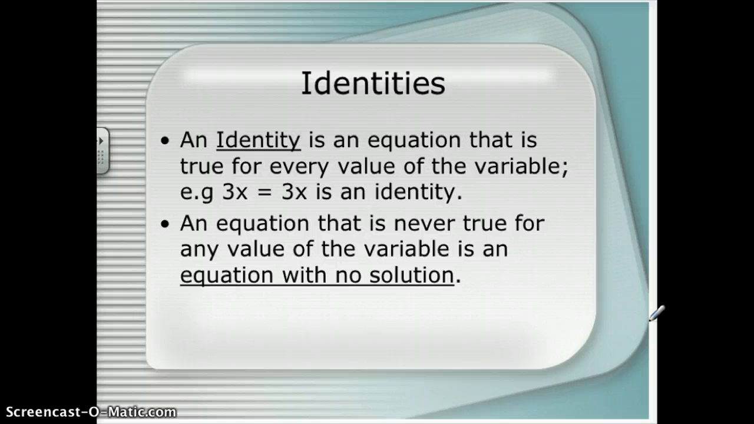That's called an identity. Sometimes you have an equation that's actually never true. If an equation is never true for any value at all of the variable, we call that an equation with no solution. And I'm going to show you some examples of that too. So we're going to work with both of these tricky special equations today.